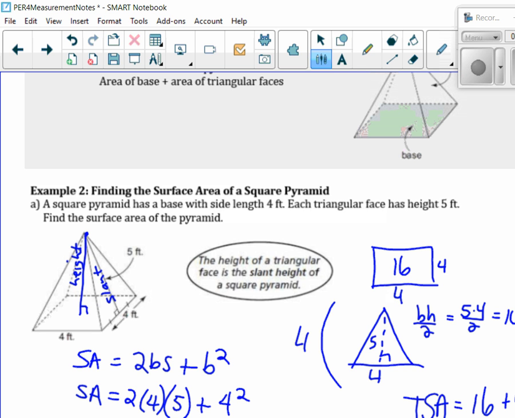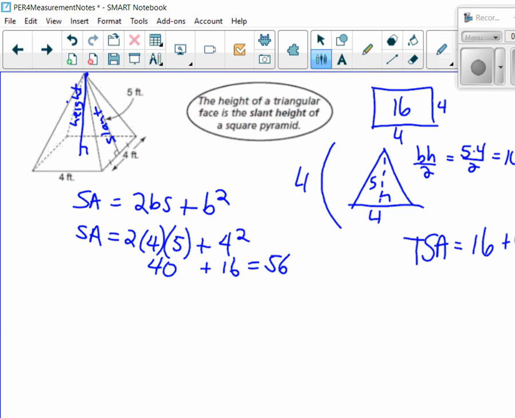What do you think I get right here? 2 times 4 times 5? That's 40. What do you get here? 16. Do you see I get the same answer, which is 56? And what would my units be? Feet squared. Because it's dimension times dimension. So feet times feet gives me feet squared.